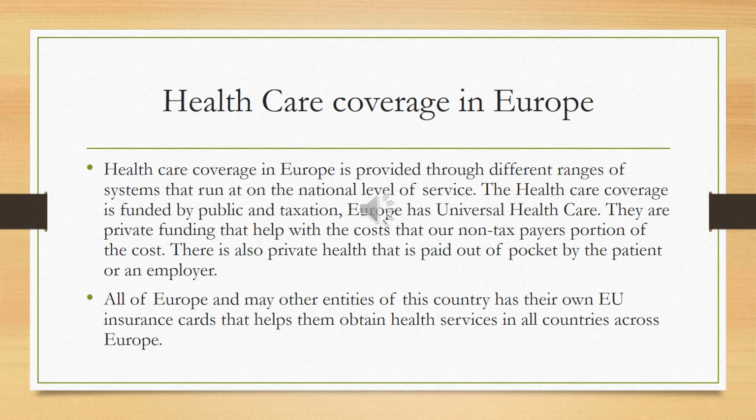Healthcare coverage in Europe. Healthcare coverage in Europe is provided through different ranges of systems that run on a national level of service. Healthcare coverage is funded publicly and through taxation. Europe has a universal healthcare system. There is also private funding that helps with the cost of their own non-taxpayer portion of their cost. There is also private health that is paid out of pocket by the patient or an employer. All of Europe may have other entities of the country where they have the EU insurance cards that help them obtain health services across Europe.